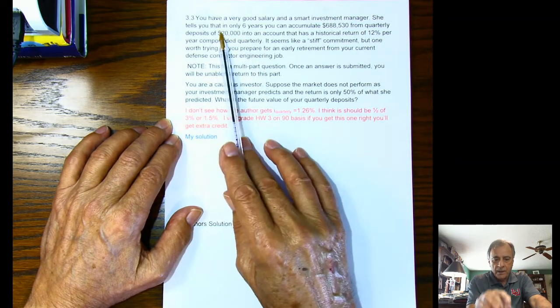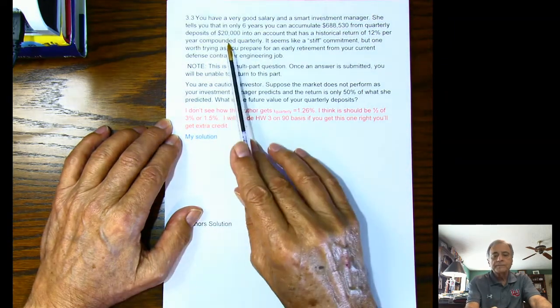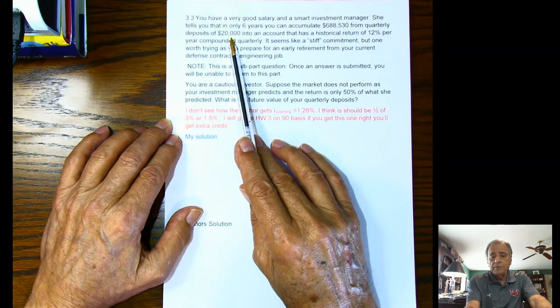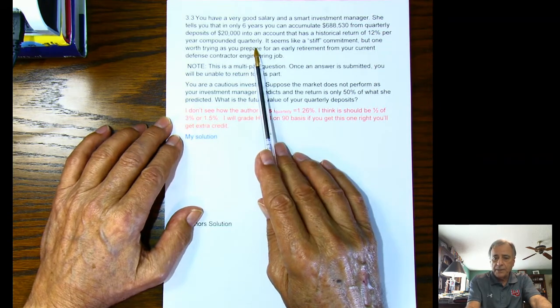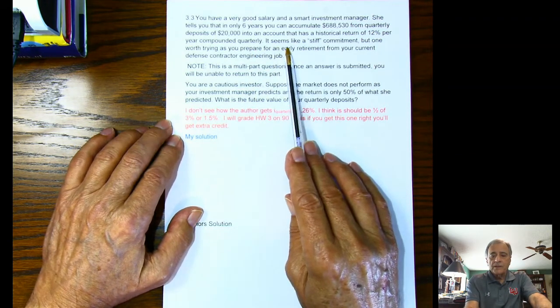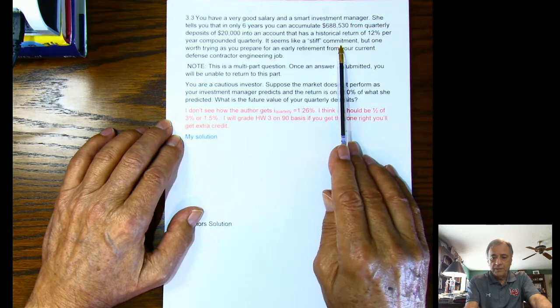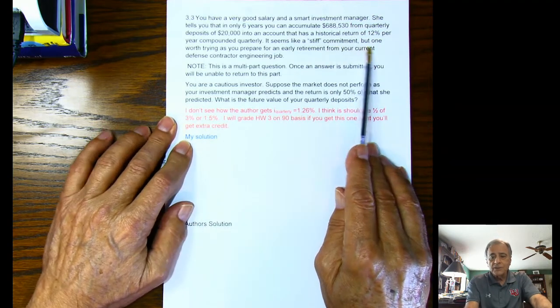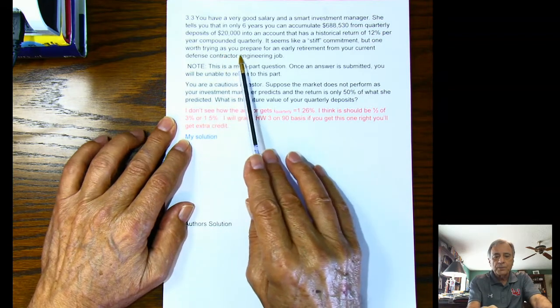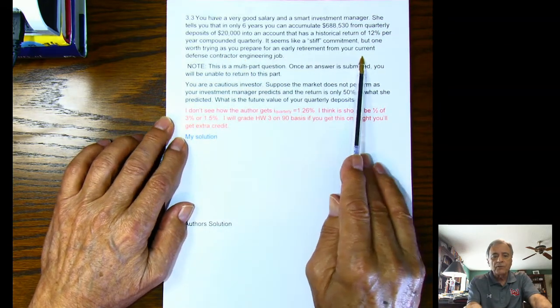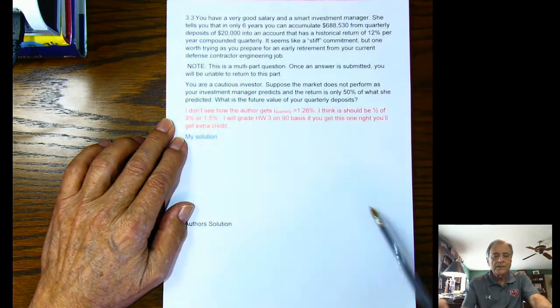So you're making quarterly deposits of $20,000 and you have quarterly compounding of interest. It seems like a stiff commitment. Yeah, $20,000 a quarter, that's a lot. But one worth trying as you prepare for an early retirement from your current defense contractor engineering job.